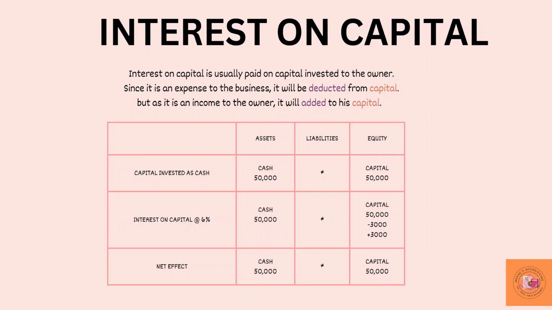So it will be added back to the capital. Therefore, interest on capital at 6% for rupees 50,000: first we will deduct 3,000, then we will add 3,000 back to the capital, with the net effect being cash 50,000, capital 50,000. Total assets equals total liabilities.